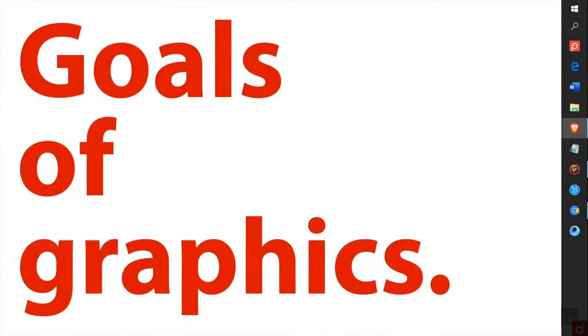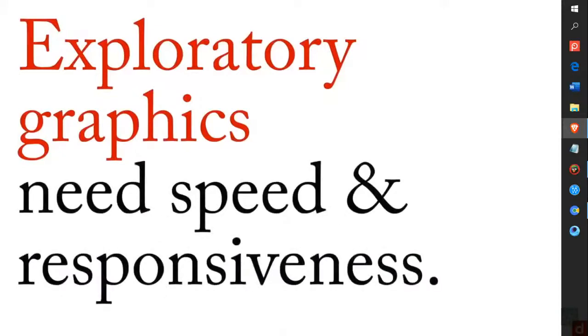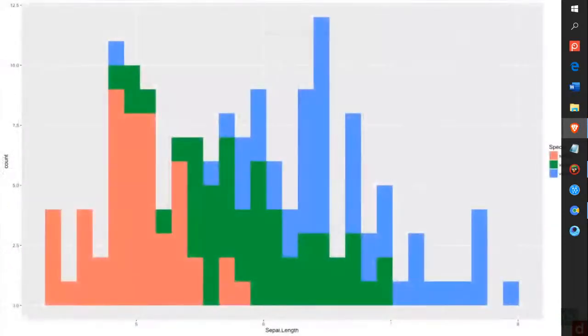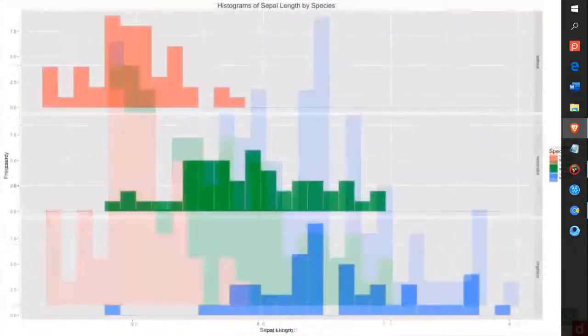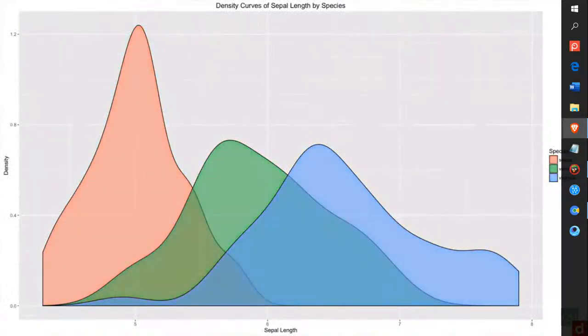There's the general category of exploratory graphics. These are ones that you are using as the analyst. And for exploratory graphics, you need speed and responsiveness. And so you get very simple graphics. This is a base histogram in R, and they can get a little more sophisticated. And this is done in ggplot, and then you can break it down in a couple of histograms, or you can make it a different way, or make them see-through, or split them apart into small multiples.